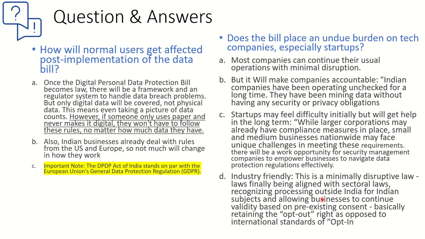It is aligning with the sectoral laws, recognizing processing outside India for Indian subjects and allowing businesses to continue based on pre-existing consent, which means if you have given your consent to say Facebook or any other data fiduciaries in the past for using your PII data, then they don't need to reach out to you again with an explicit consent for using your PII data. However, they have to give you an option to opt out. So in this way, it's deemed as a very industry friendly bill.